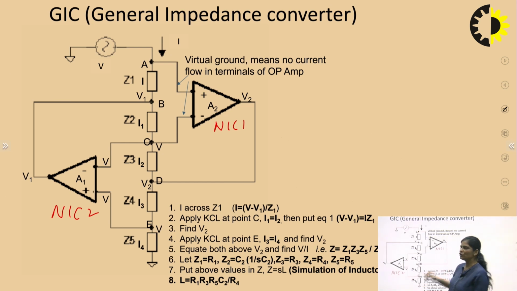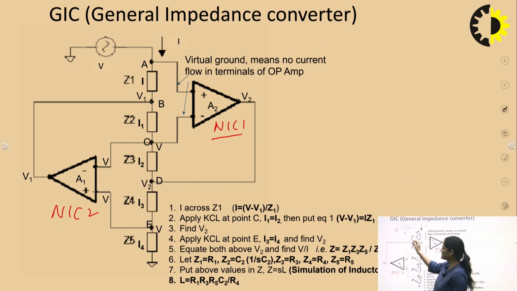If your input voltage is in negative form, you will get the output in positive form. So, this is NIC1 and NIC2. Two NICs are connected in this GIC, General Impedance Converter.